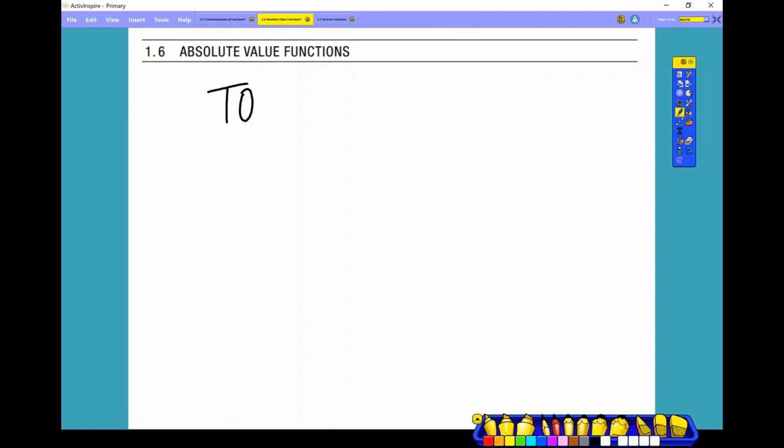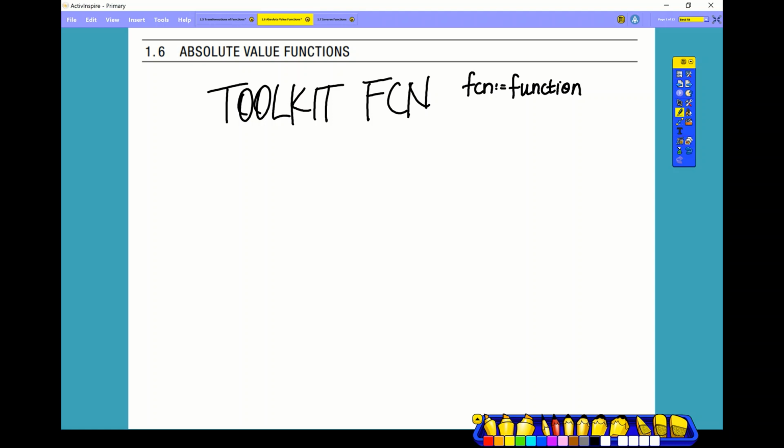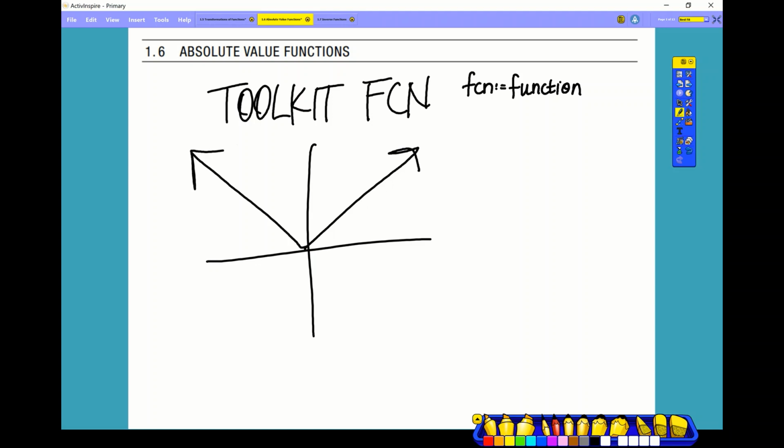So this is a toolkit function. Remember, FCN stands for function. So that's a toolkit function, and it's the one that looks like this. This section of it is y equals x, and this section of it is y equals negative x.